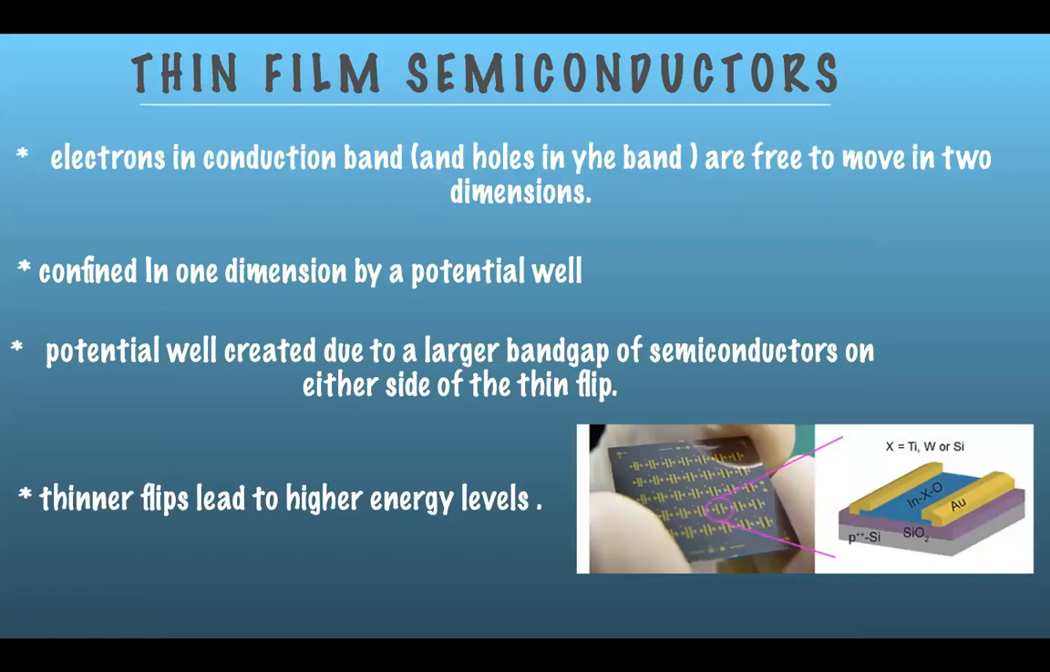Here, electrons in the conduction band are free to move in two dimensions, confined in one dimension by the potential wall. The potential wall is created due to the large band gap of the semiconductor on either side of the thin film. Thinner films lead to higher energy levels. At the bottom of the slide, you can see the picture of the thin film semiconductor. And this is about the thin film semiconductor.